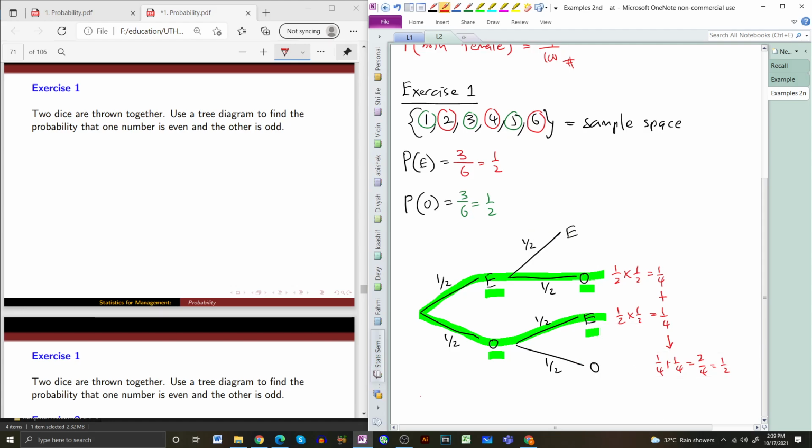So the probability of even and odd. You can do the computation either way, even first or odd first, and do both ways. So this would be the answer.